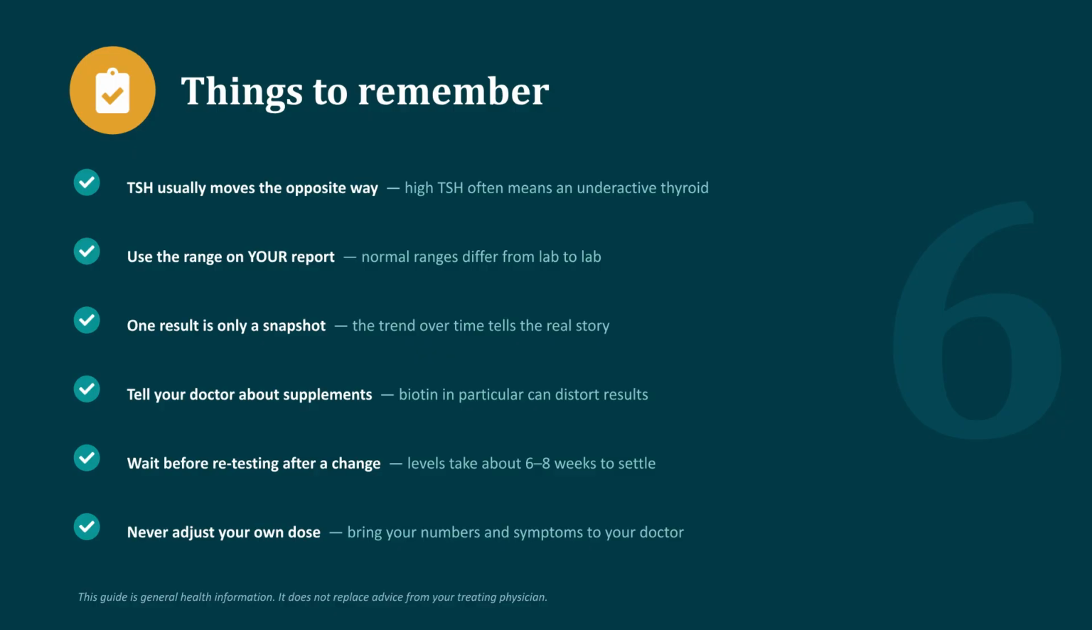In summary, remember these key points. TSH and thyroid hormones typically move in opposite directions. Always use the reference ranges from your own lab report. View your results as a trend over time. Disclose all supplements like biotin. Allow enough time for levels to stabilize after a change, and never adjust your medication dose yourself.